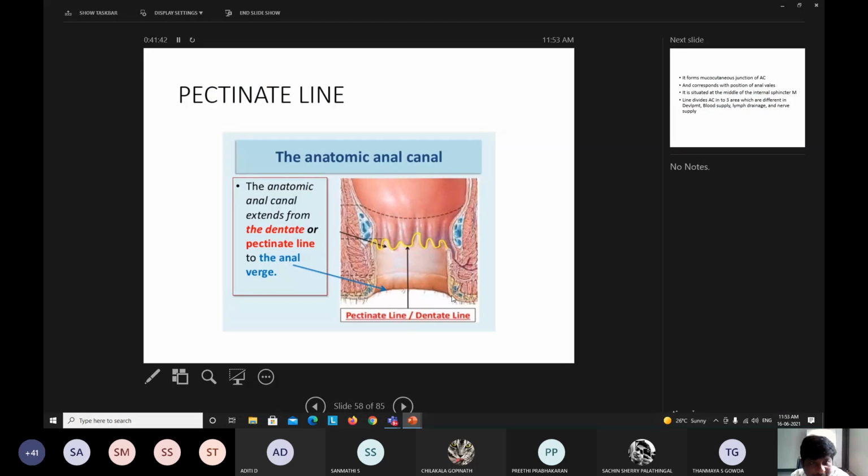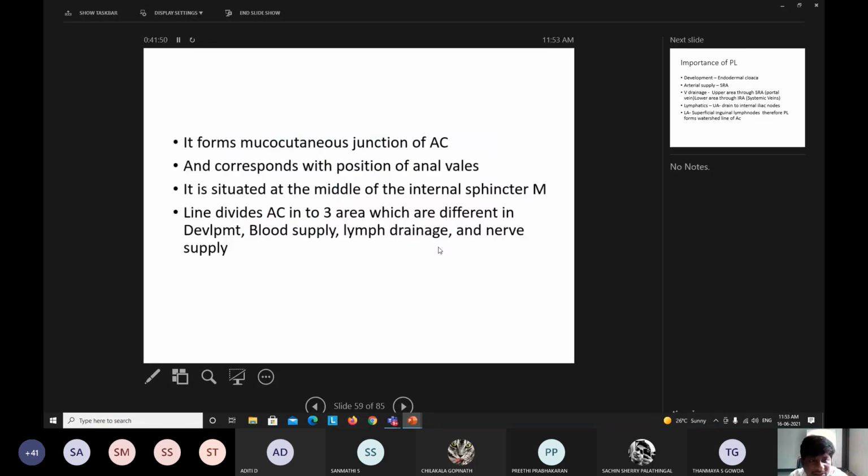This pectinate line, also called the dentate line, is a very important landmark for the anal region. It forms the mucocutaneous junction of the anal canal and corresponds with the position of the anal valves. It is situated at the middle of the internal sphincter muscle. The line divides the anal canal into two areas which are different in development, blood supply, lymphatic drainage, and nerve supply.